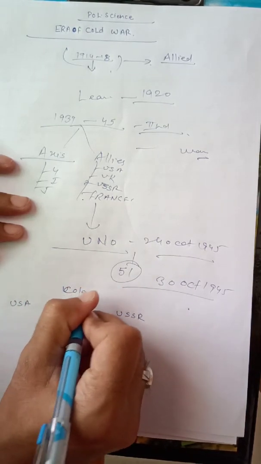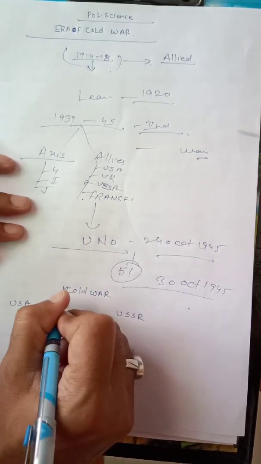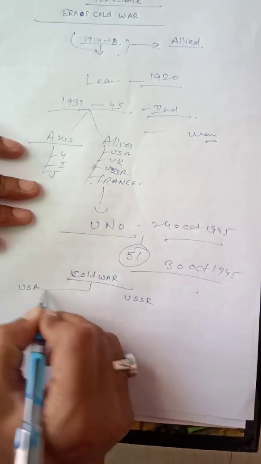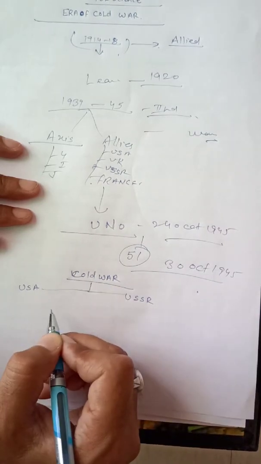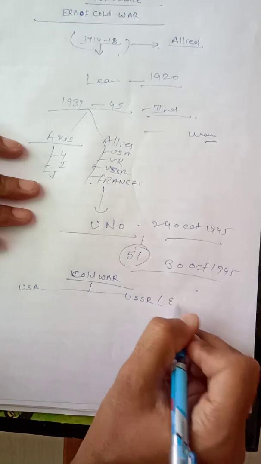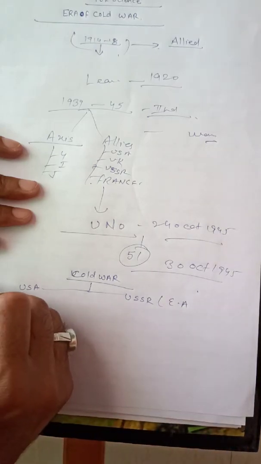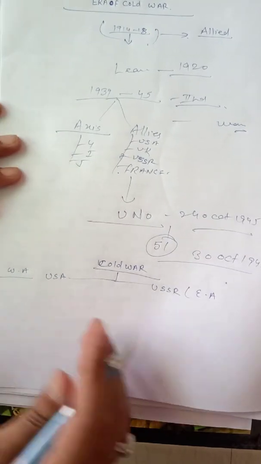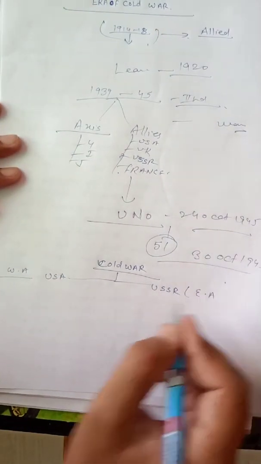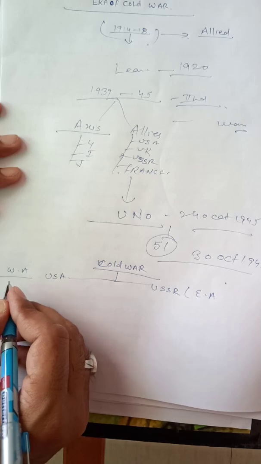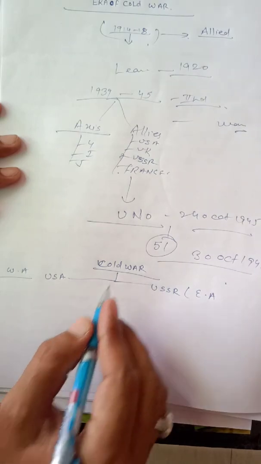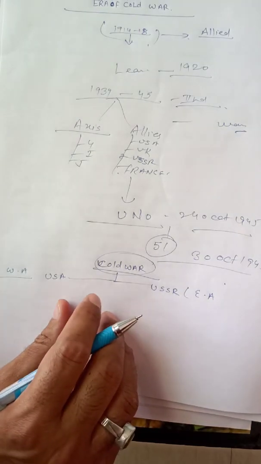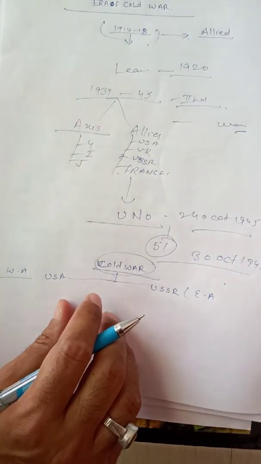So Cold War started with the end of the Second World War. After that, the world was divided into two camps. One was called the Eastern Alliance, one was called the Western Alliance. As we discussed earlier, USSR was the head of the Eastern Alliance and United States of America was the head of the Western Alliance. So Cold War was the tension between the two superpowers to show that we are the best.